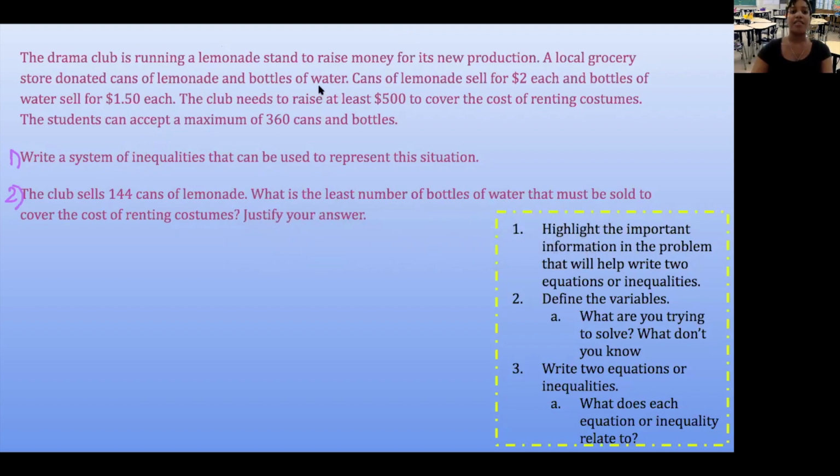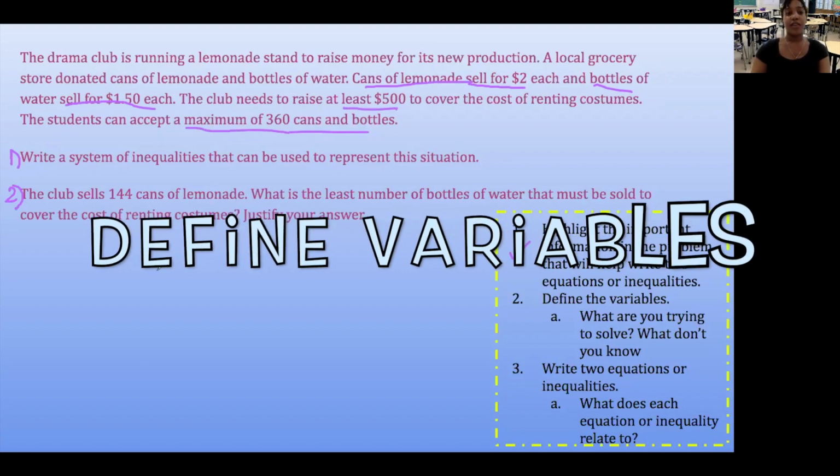They have a lemonade stand. They're selling lemonade and bottles of water. Cans of lemonade are $2 each, and bottles of water are $1.50 each. They want to raise at least $500 to cover the cost, and they can accept a maximum of 360 cans and bottles. The next thing is to define our variables.